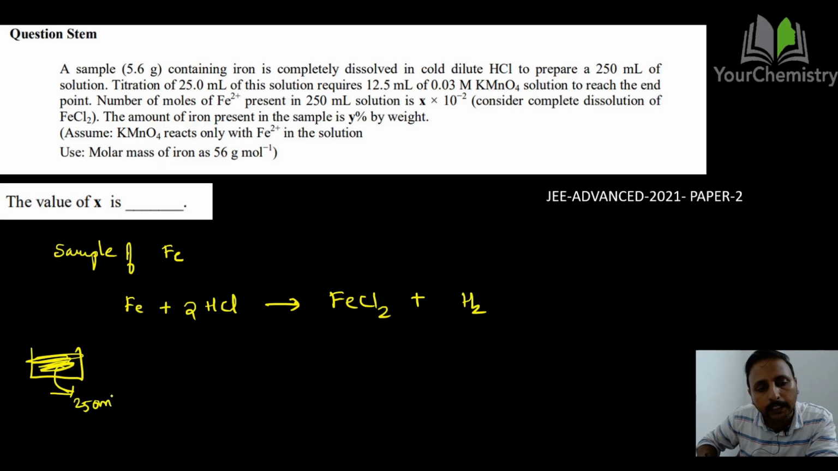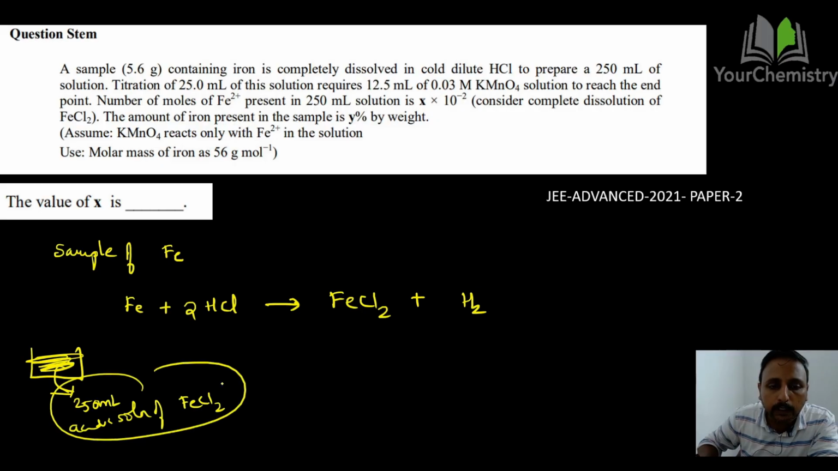A 250 ml acidic solution of FeCl2. So there is an FeCl2 solution you have. From this particular 250 ml solution, how much have you taken? 25 ml, that's what is given. 25 ml of this solution is titrated.